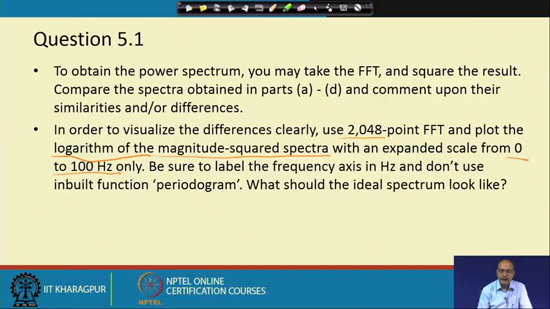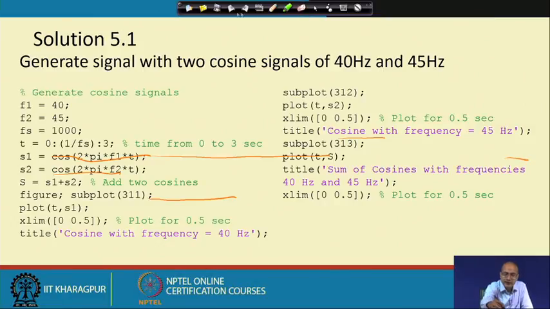And we are asked not to use the periodogram function which is inbuilt in MATLAB, and we should also get how the ideal spectrum would look like, and compare that to what we are getting. So, that is the task we have.